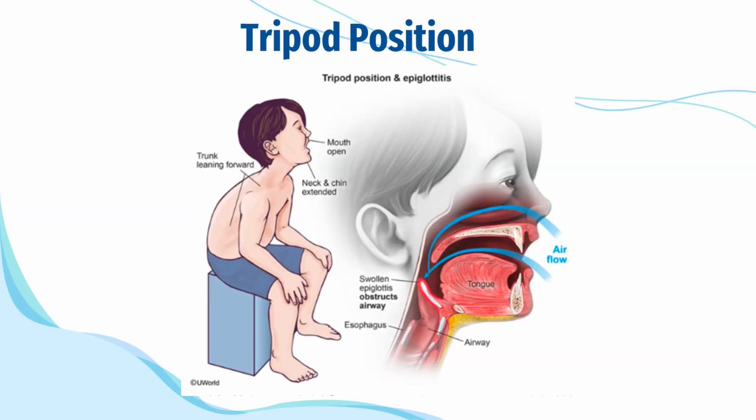All right, this is that tripod position we talked about. It's known as a hallmark sign of acute epiglottitis. Children will assume this position to try to keep that airway open as much as possible. So let them stay in this position or whatever they find most comfortable in, because we want to protect that airway as much as possible. And again, do not lay them flat.